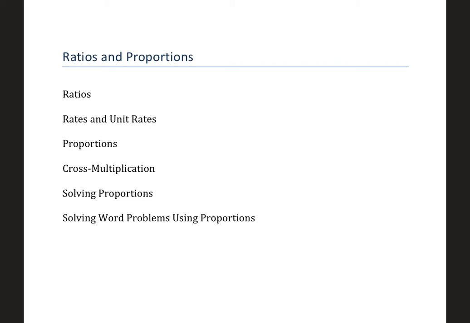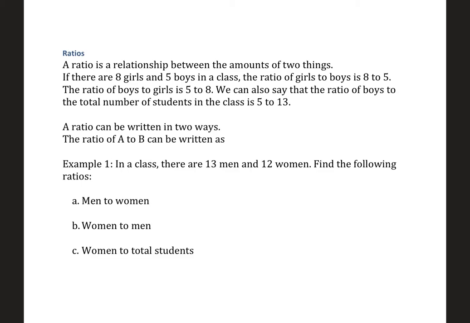Let's get started. First of all, a ratio is a relationship between two things. These can be boys to girls, apples to oranges, shoes to slippers, anything like that. So if there are 8 girls and 5 boys in a class, the ratio of girls to boys is 8 to 5. 8 girls to 5 boys. The ratio of boys to girls is the opposite, 5 to 8.